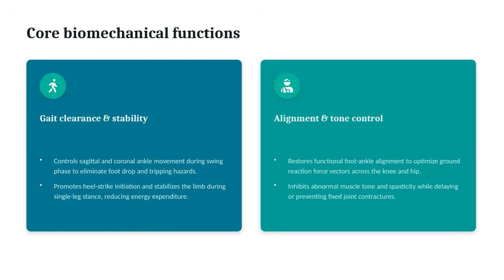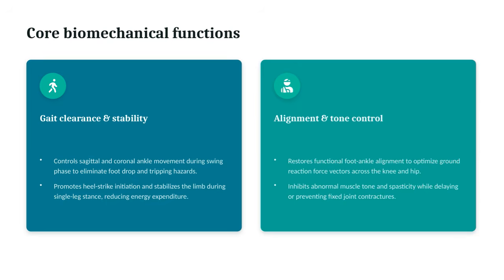Here, we focus on the core biomechanical functions that are crucial for effective movement. First, gait clearance and stability are controlled by managing ankle movement in both the sagittal and coronal planes during the swing phase. This eliminates foot drop and minimizes the risk of tripping, while also promoting a proper heel strike and stabilizing the limb during single leg stance. This stabilization reduces overall energy expenditure, making walking more efficient.